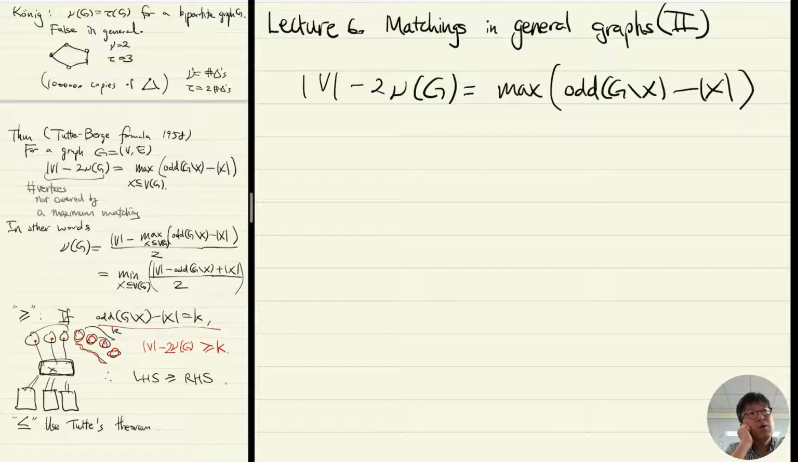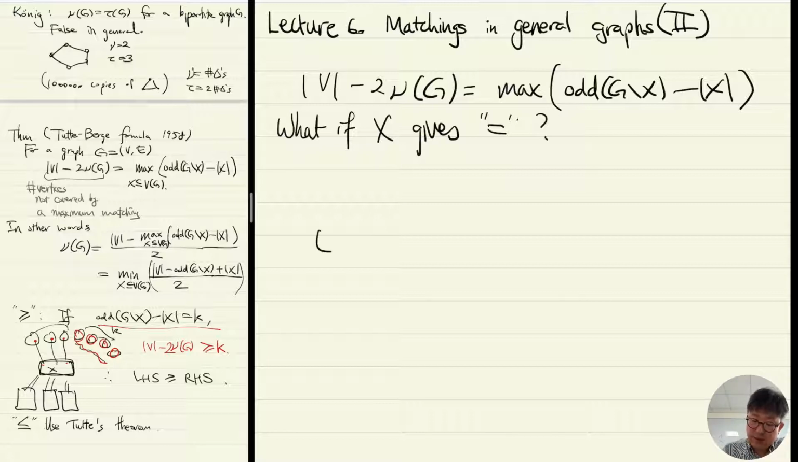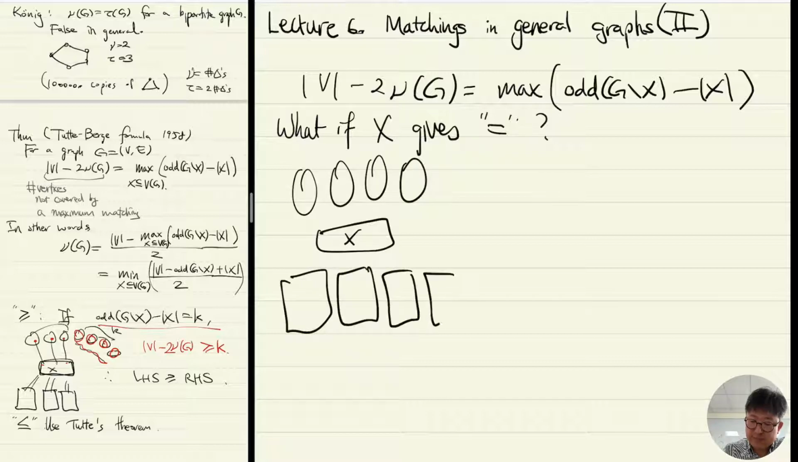Now, what's going to happen if you have a set X which gives equality? What's the structure? What can you say? There are things we can say. So you have an X, and there are odd components, even components. And I knew already that each odd component will have at least one vertex that is going to be paired with X, or it's not covered, right? Some vertex.